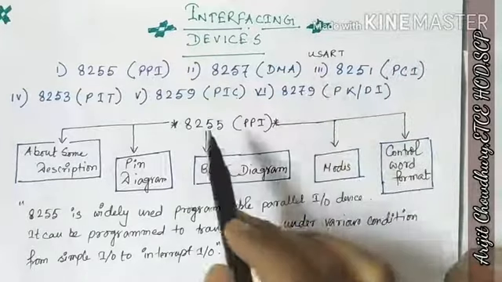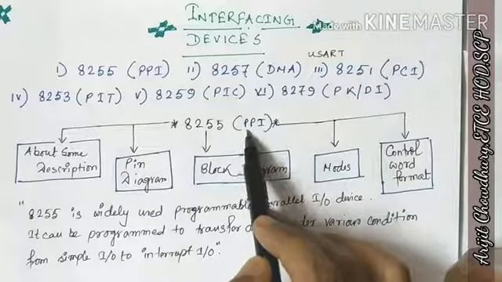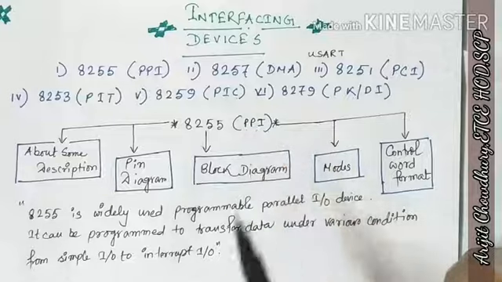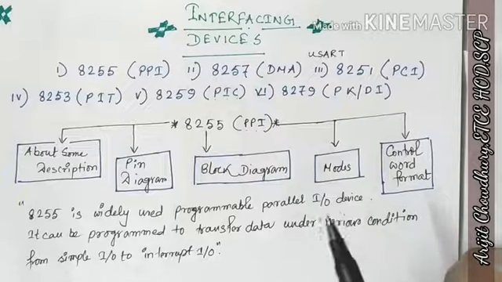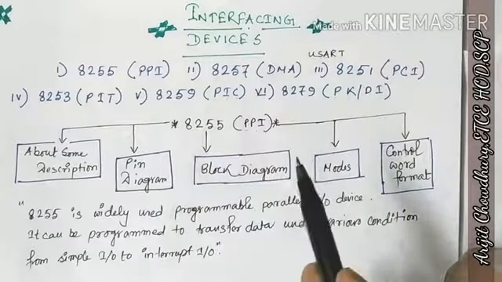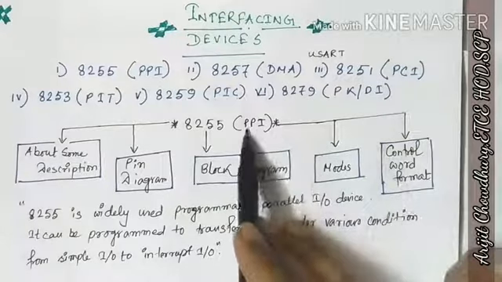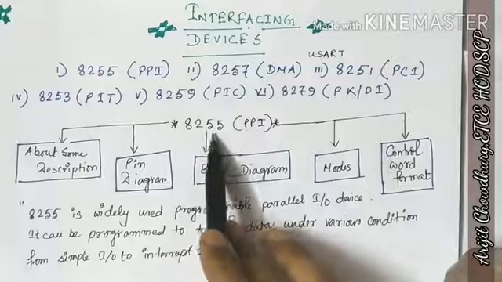Today our topic is 8255 or PPI, Programmable Peripheral Interface. Actually, when we interface a keyboard or printer to the processor, the keyboard or printer is the peripheral. When we are interfacing this device to the microprocessor, then the programmable peripheral interface or 8255 is used.